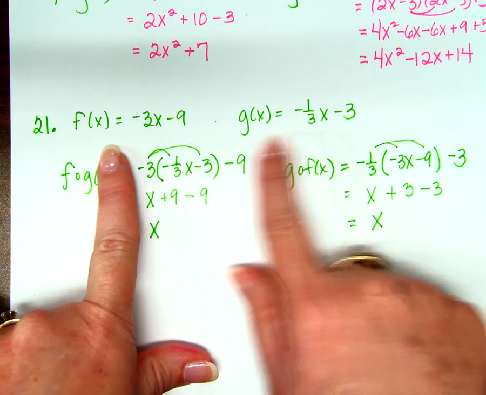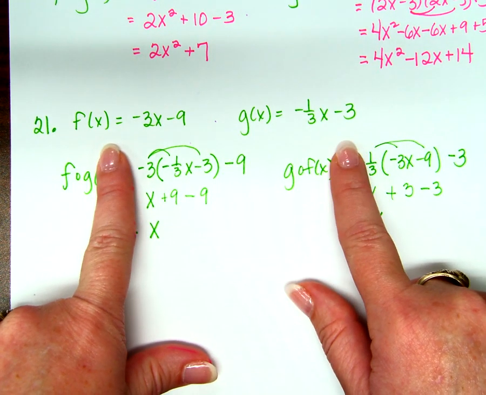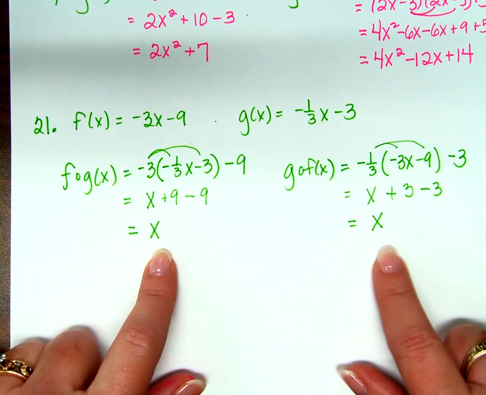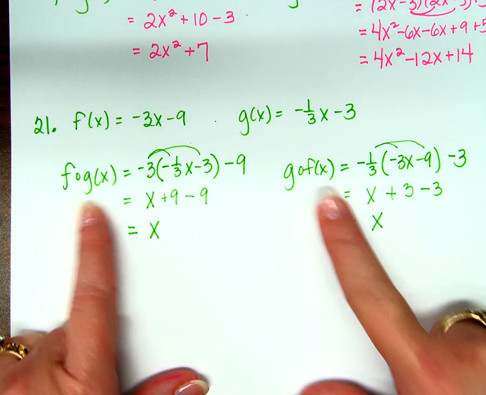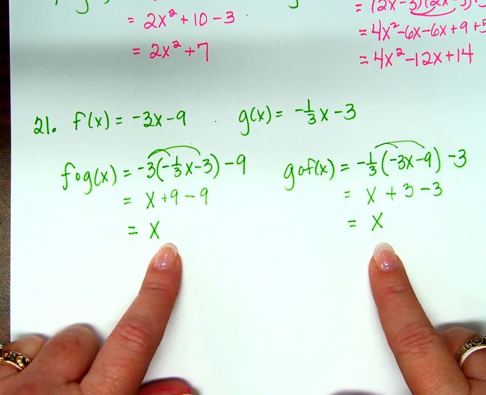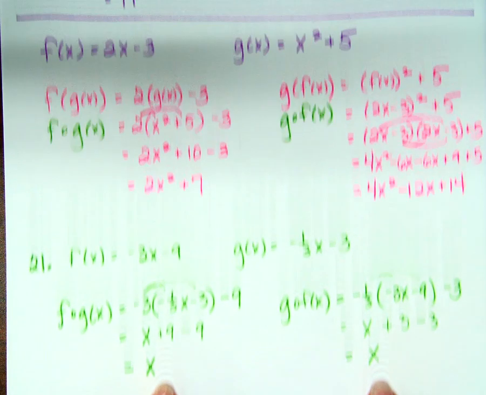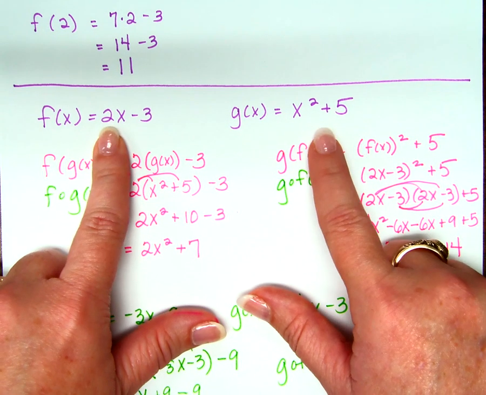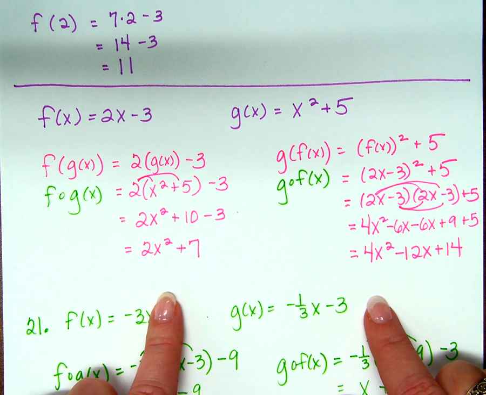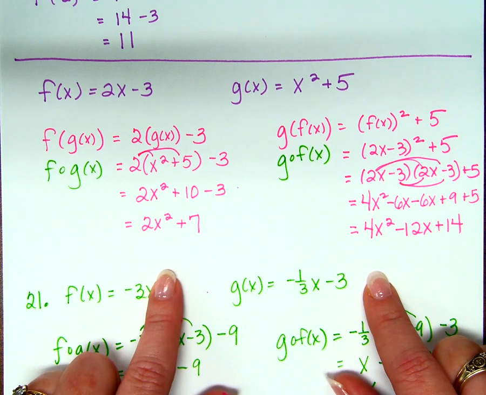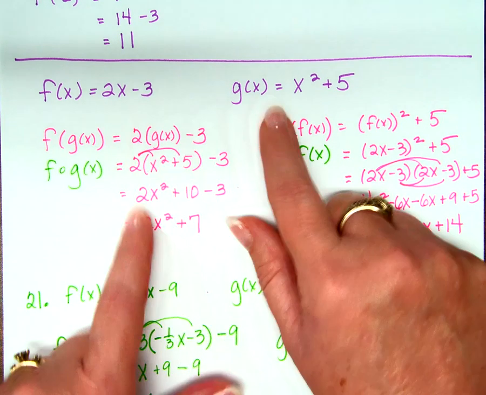The directions of this problem, remember, were to verify that these two are inverses. We verified them because when we did f of g and g of f, they both equaled x. So what can you tell me about this f and g? They are not inverses. Okay, here's the thing about it though.